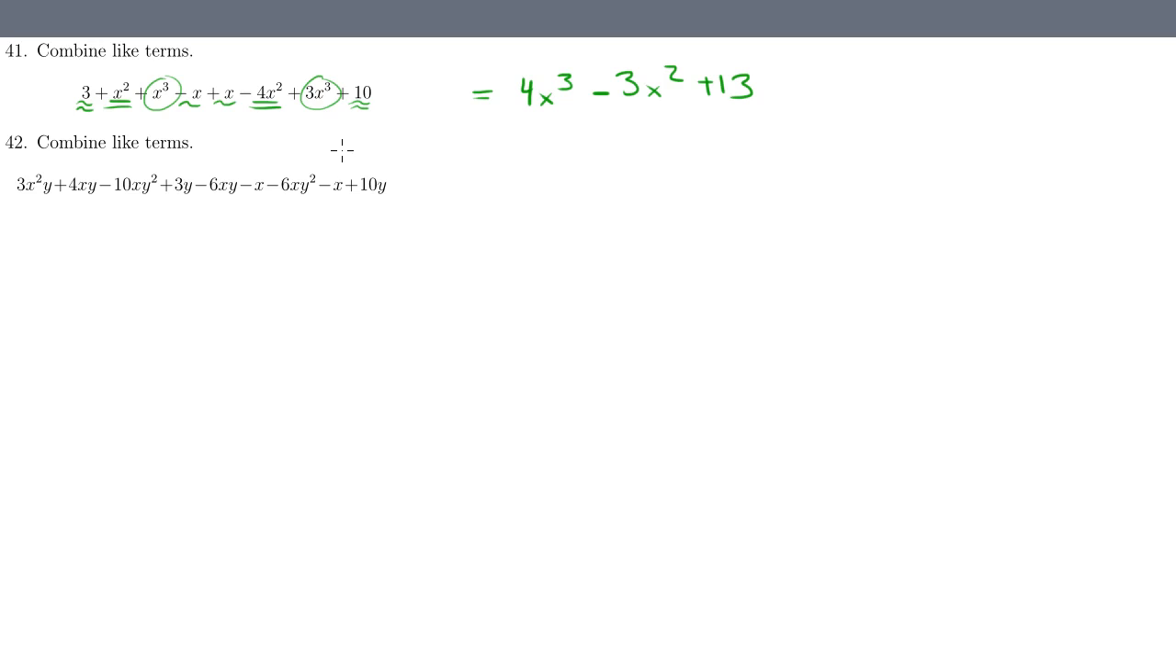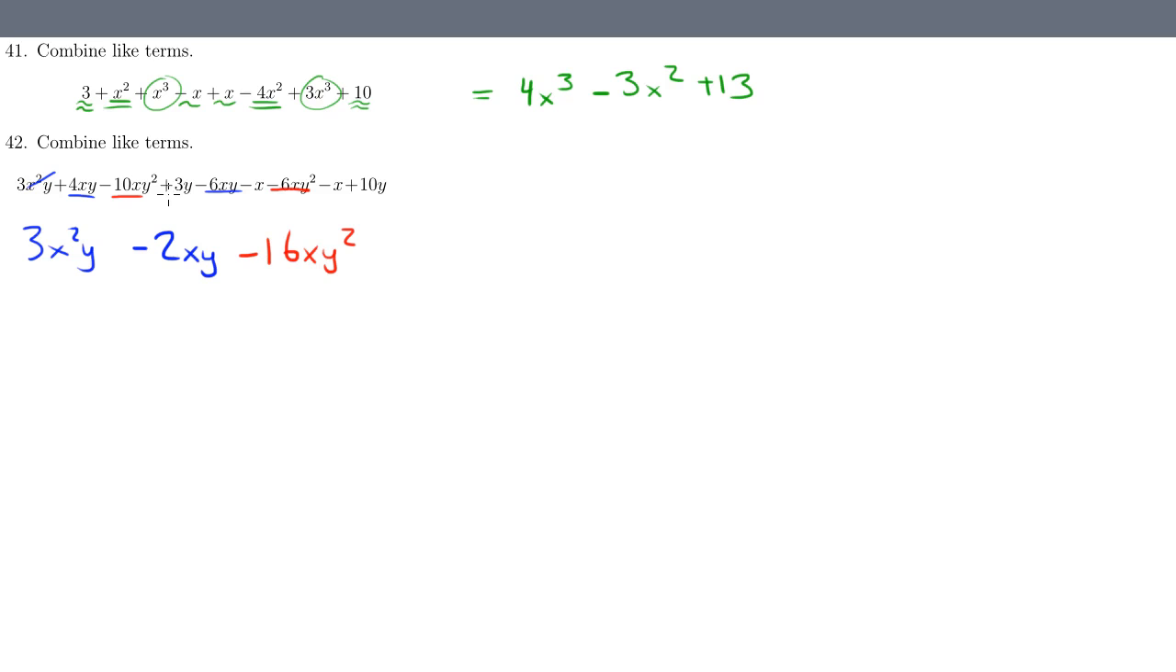42, combine like terms. Okay, 3x squared y. Any more x squared y? Nope. Takes care of that. 4xy. Oh, here we go. So 4xy minus 6xy. So that's minus 2xy. Great. Okay. Minus 10xy squared. Xy squared. Okay. So that's minus 16xy squared.